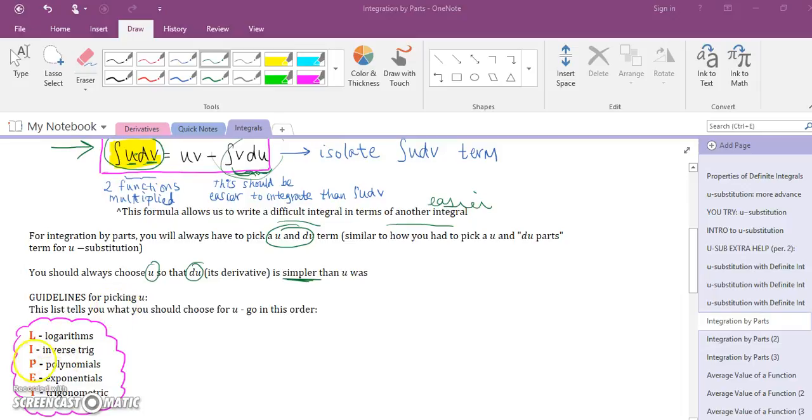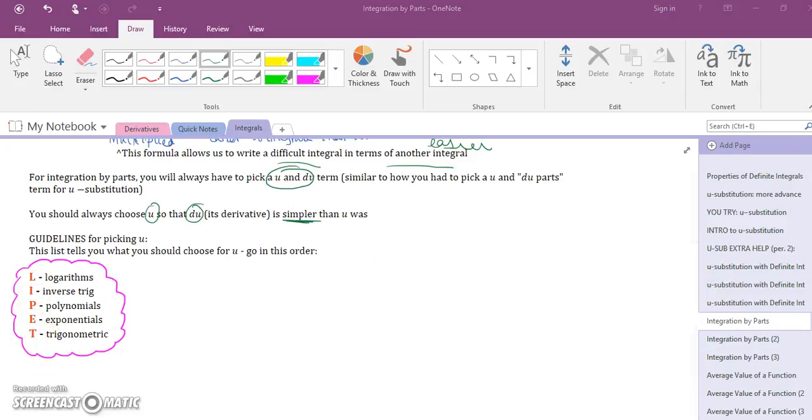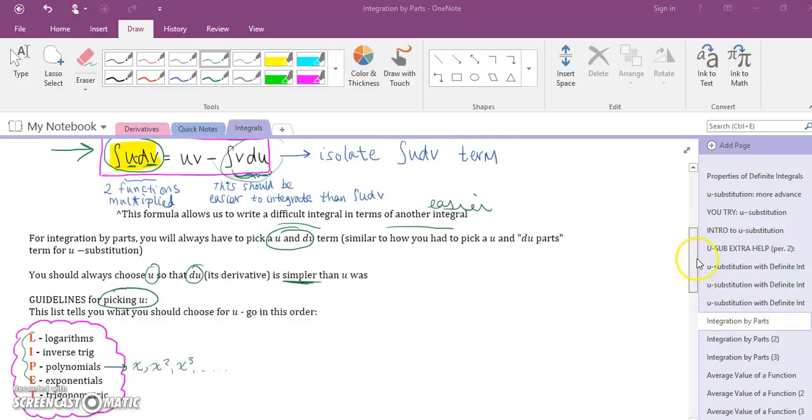This is one of my favorite things here. It's a guideline for picking u. I use this all the time. This list here, write down, you want to follow this list in order. So basically it means if you have a logarithm in your integrand, that would be u. If you don't have a logarithm, but you have an inverse trig, that would be u. If you don't have either of these 2, but there's some kind of polynomial, that could be x, something x squared, something x cubed, etc. Make that u. Keep going in order. If you don't have any of these 4, but there's something with a trig function, that would be u. So this list here tells you how you should pick u, and then whatever's left over, you make that dv.